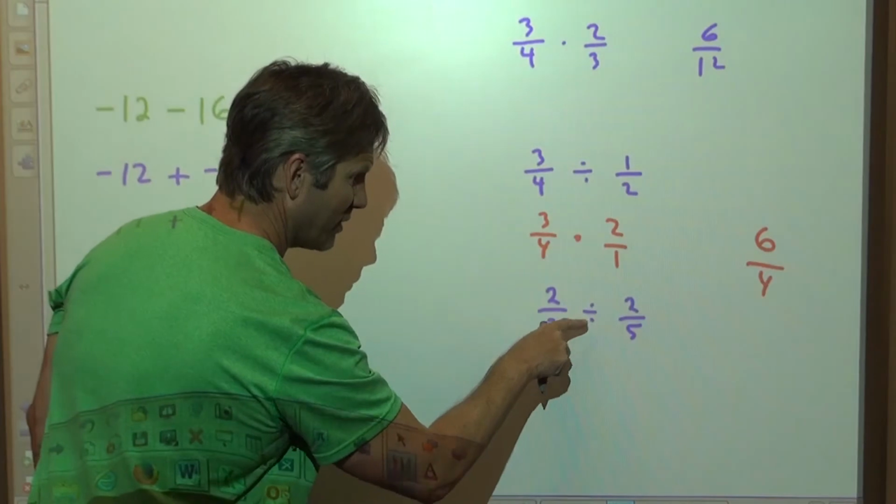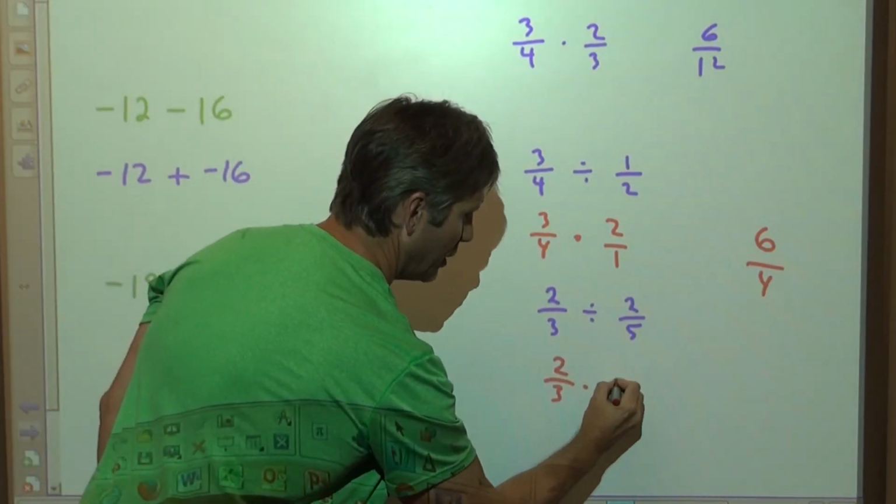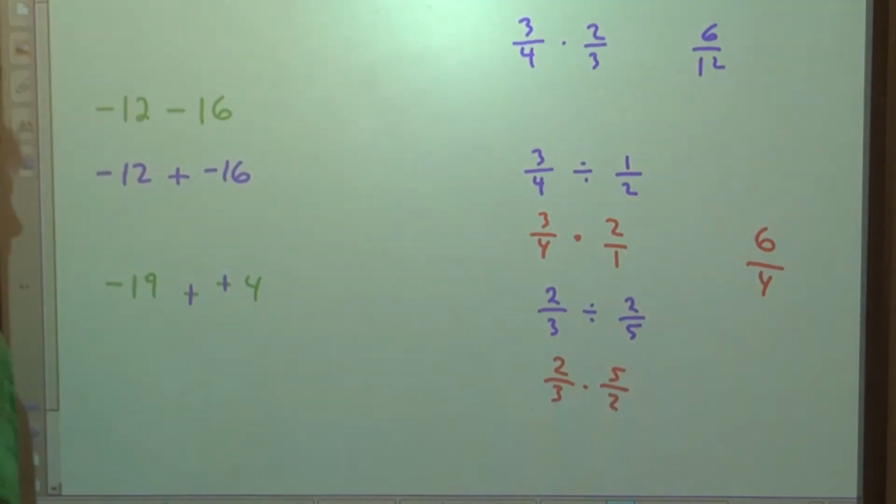This guy, let's change this to multiplication. So we have 2/3, change the opposite operation, multiply by its inverse under multiplication. That's what we do there.